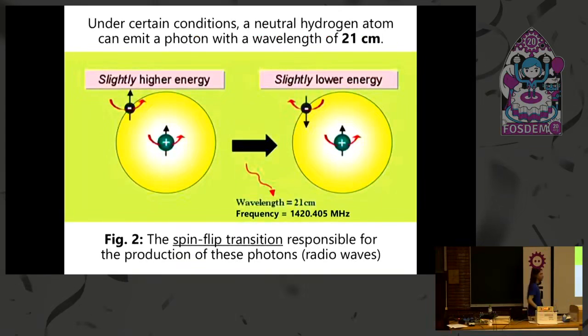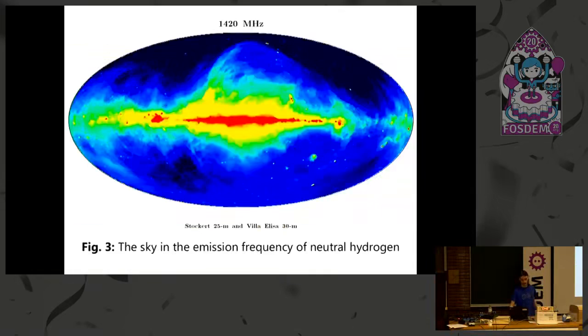So now under certain conditions, a neutral hydrogen atom can emit radiation, a photon with a wavelength of 21 centimeters. This is called the spin flip transition, which is responsible for the production of these waves. And as you know, our galaxy is full of hydrogen. So we can detect these spiral arms. You see, this is an all-sky map, and in the center we have the Milky Way, hence why it's so bright at 1420 megahertz. This corresponds to a wavelength of 21 centimeters.